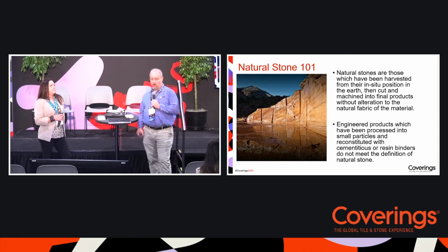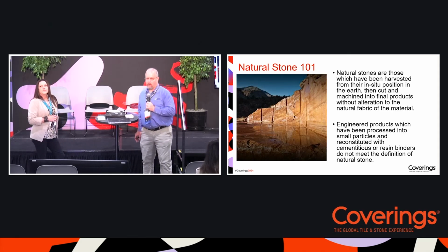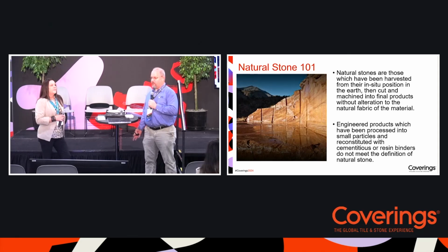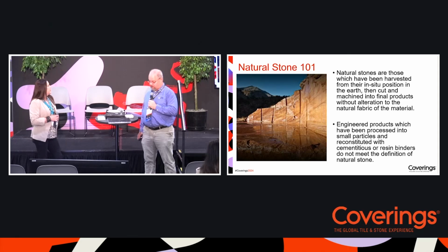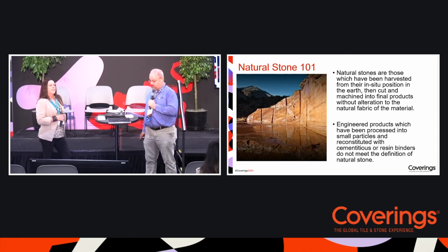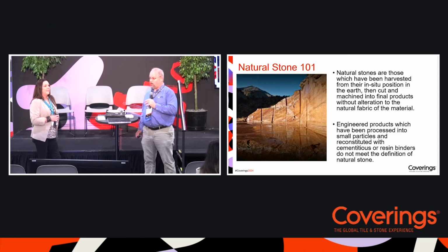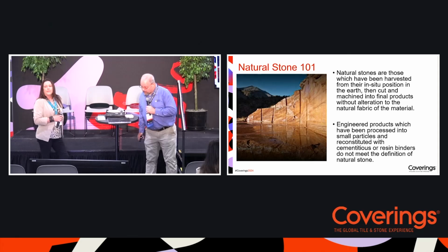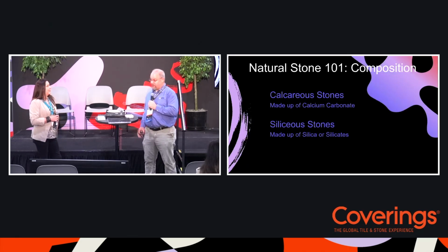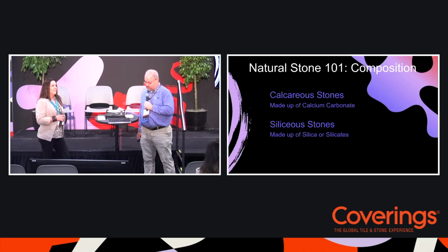Natural stones are just that. They're naturally occurring materials that come in their finished state out of the ground. They're not reconstituted, ground up, or manufactured in a plant. They are just polished and finished, naturally occurring minerals. Unlike engineered products, which there are plenty of great ones here at Coverings, which are manufactured and engineered in a plant and produced many times to mimic the looks of natural stone.